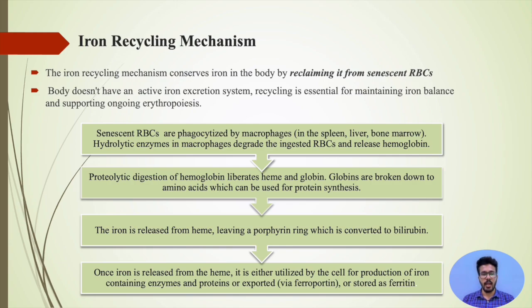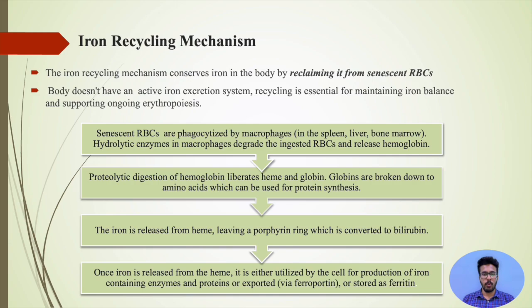The body doesn't have an active iron excretion system. Hence, recycling is essential to maintain iron balance and to support the ongoing erythropoiesis. Senescent RBCs are phagocytosed by macrophages in the spleen, liver, and bone marrow. Hydrolytic enzymes in macrophages degrade the ingested RBCs and release hemoglobin.